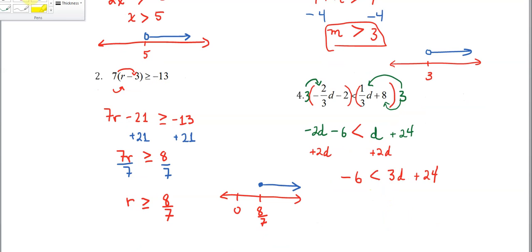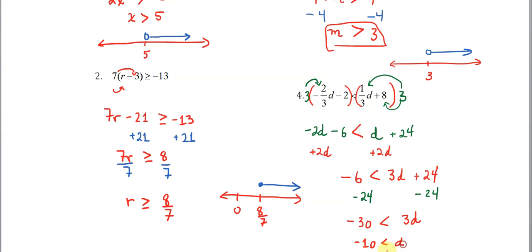All right, now continuing with the problem, we want to next isolate the variable, so we're going to subtract 24 from both sides. And on the left, we get negative 30, the inequality symbol, and then 3d. And finally, divide both sides by 3, and we get negative 10 on the left is less than our variable, d.